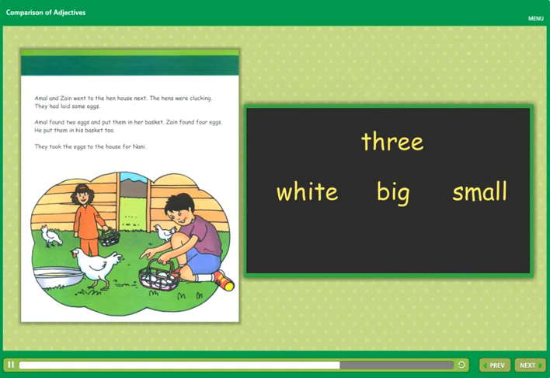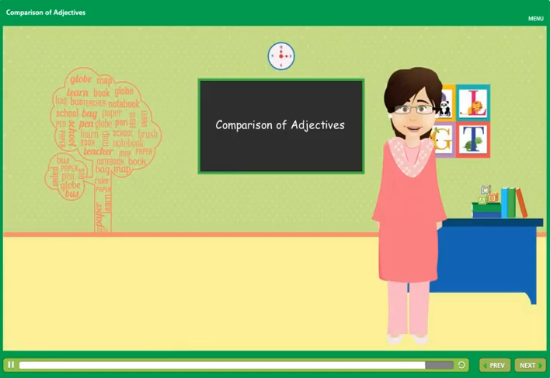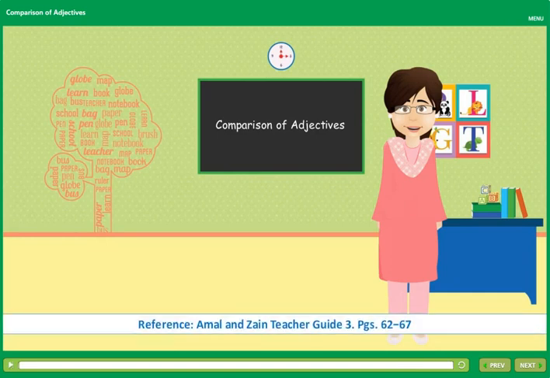How do Zain and Amal look? Are they sad? No, they look happy. Great! Happy, sad, good, bad are also adjectives. You can use any picture and ask questions about it to help your students review adjectives.